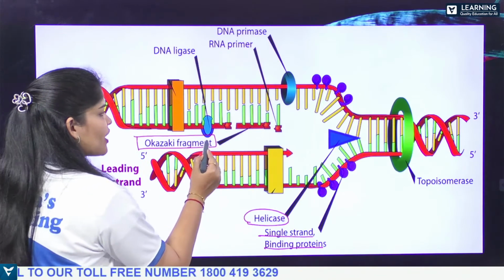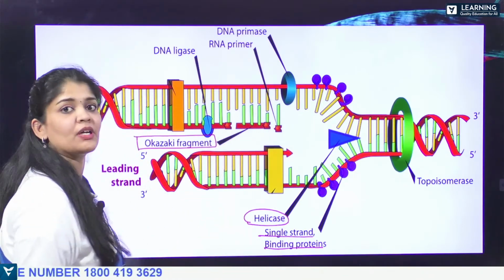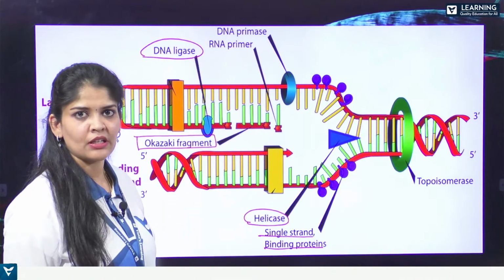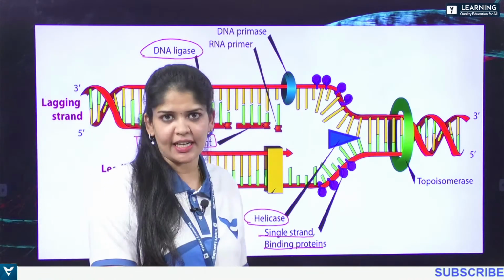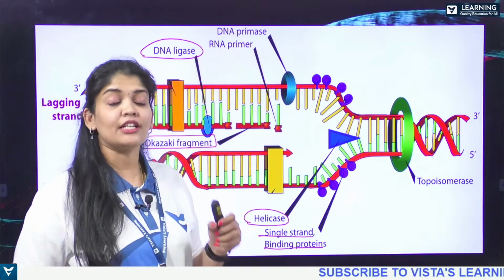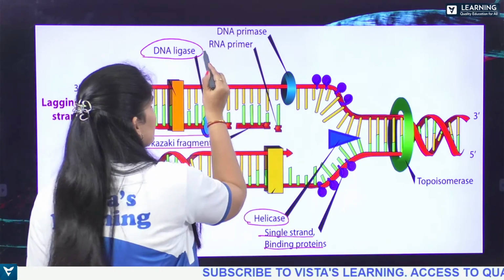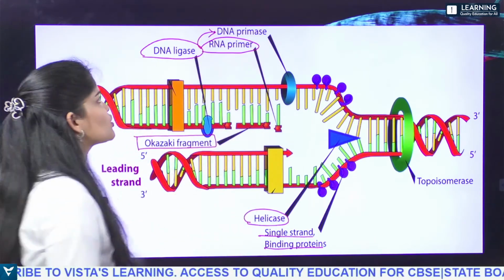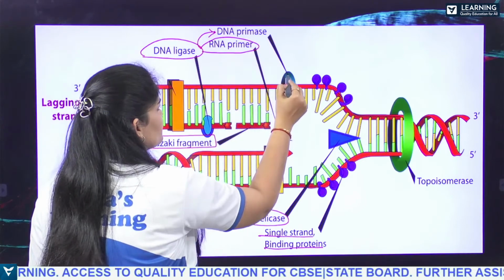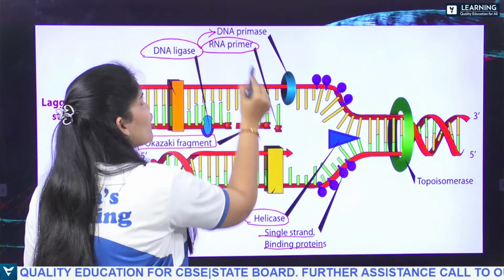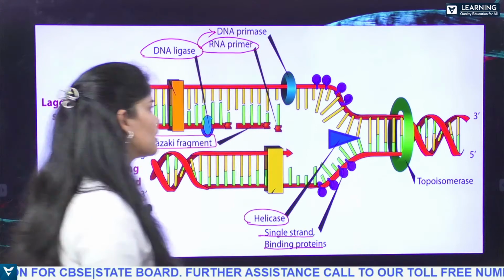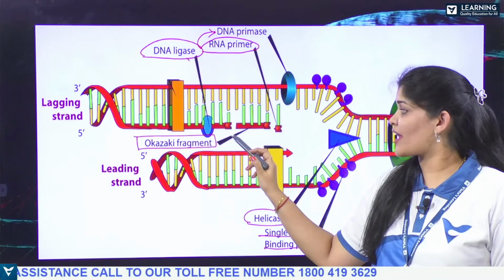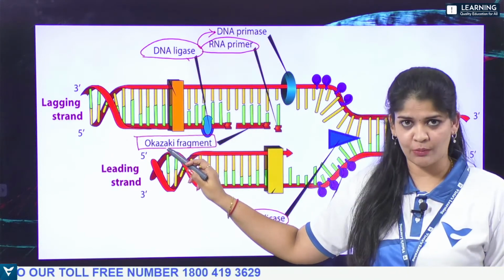And these Okazaki fragments connect to another Okazaki fragment by means of an enzyme, and that is called DNA ligase. For the polymerization to initiate, it requires a primer. It requires an RNA primer, and that RNA primer is produced by an enzyme, DNA primase. So here is the enzyme DNA primase, which produces a primer of RNA type, RNA primer. And this is DNA ligase, which attaches the fragments, and those fragments are Okazaki fragments.